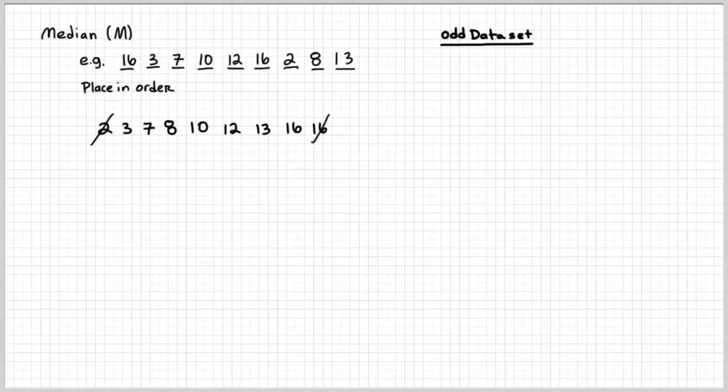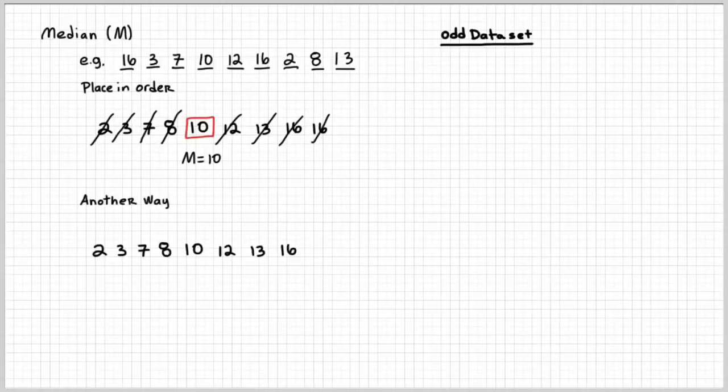That's right, cross it out. Cross out the ends on both ends until we find the center. 2 and 16, 3 and 16, 7 and 13, 8 and 12. Hey, we got a center of 10. So that's going to be our median, which is 10.